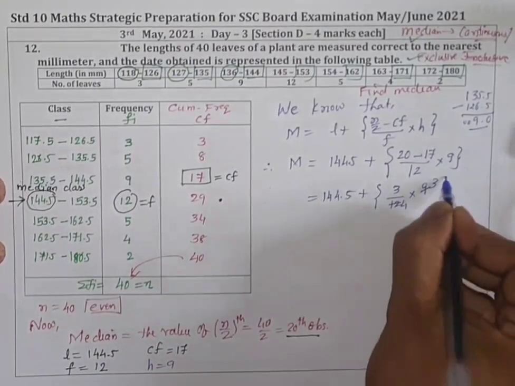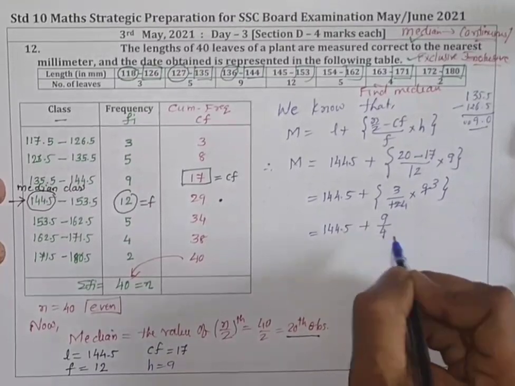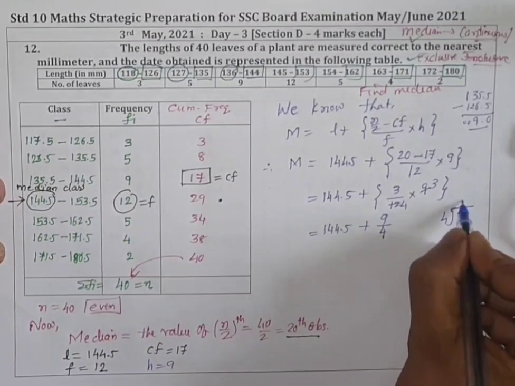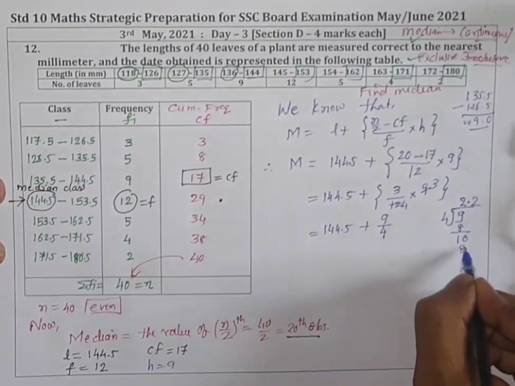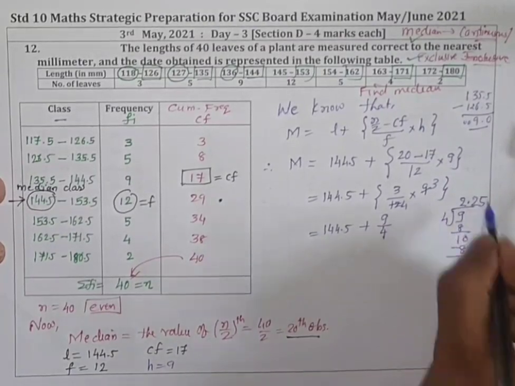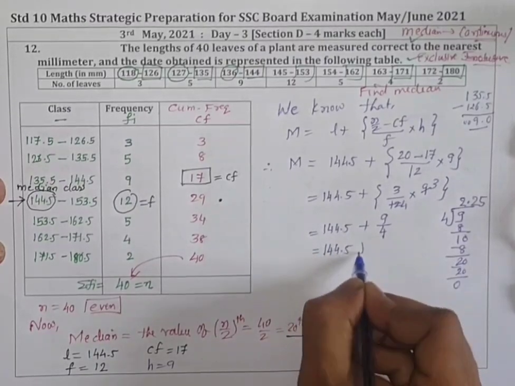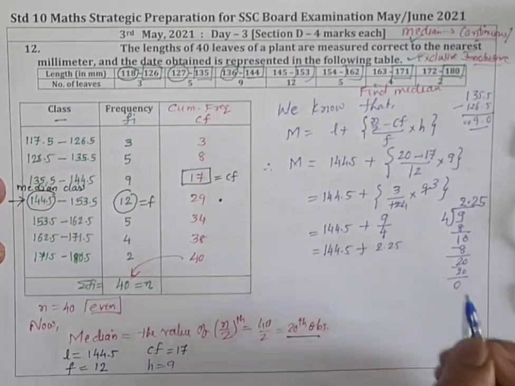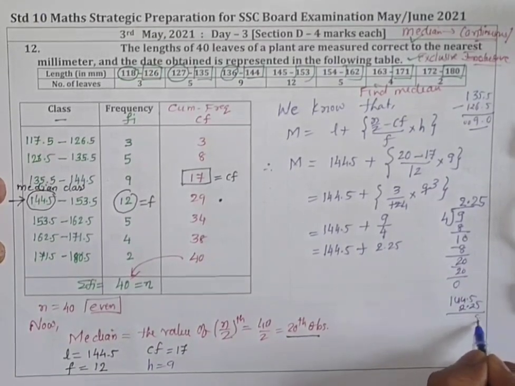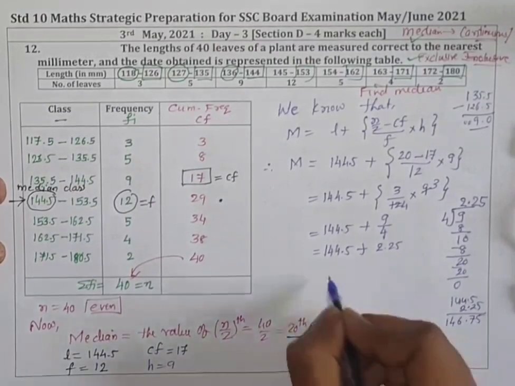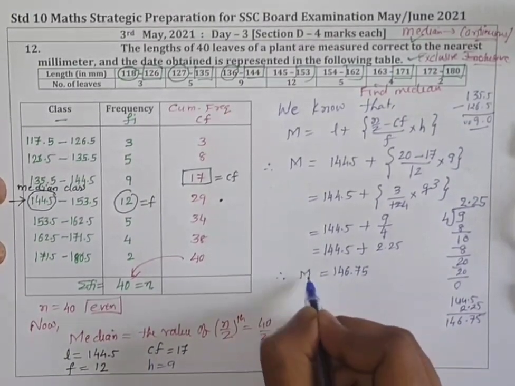3 3s are 9, 3 4s are 12. So that is 144.5 plus 9 upon 4. 9 divided by 4: 4 2s are 8, remainder 1; 10, 4 2s are 8, remainder 2; 20, 4 5s are 20. That is equal to 144.5 plus 2.25. Add 2.25 to 144.5. That is 146.75, and that is the median.